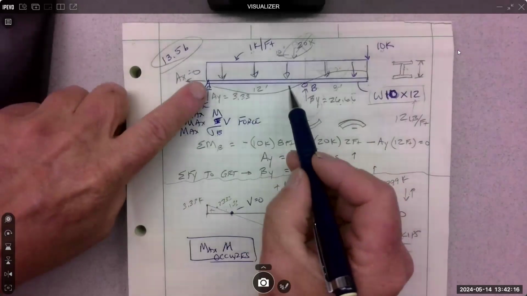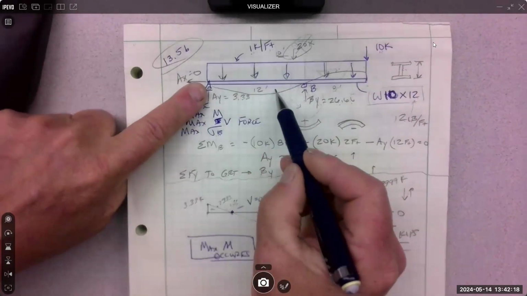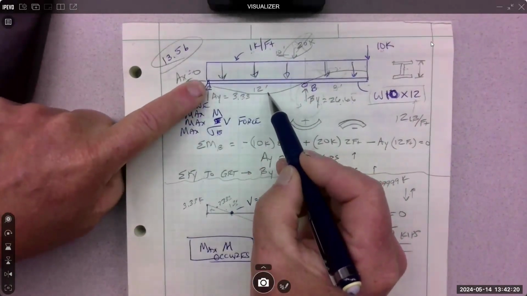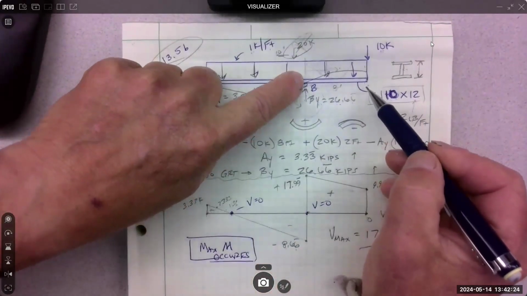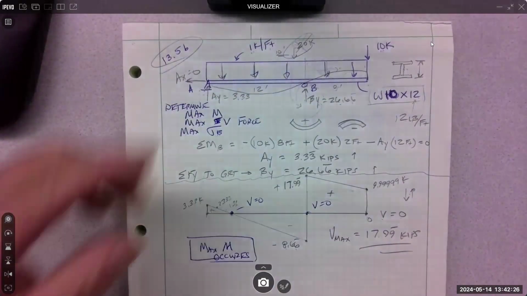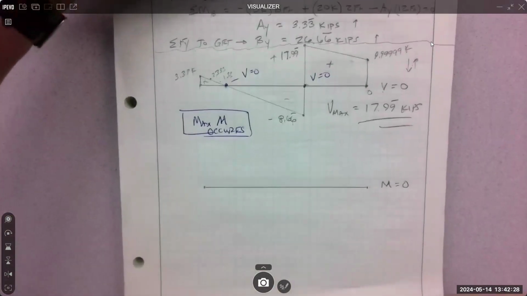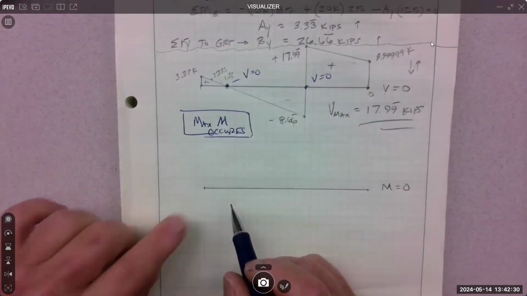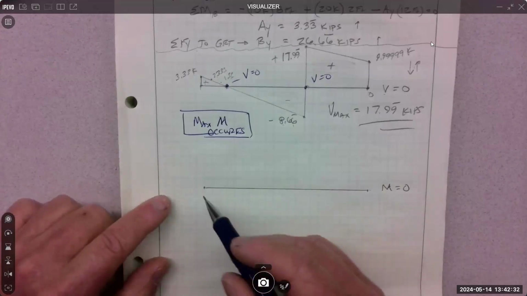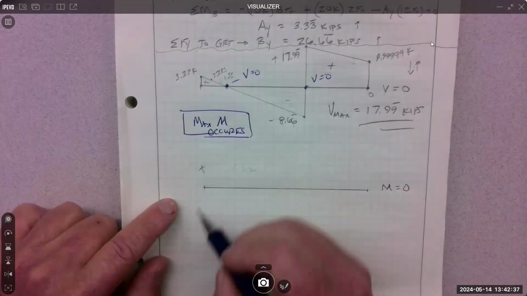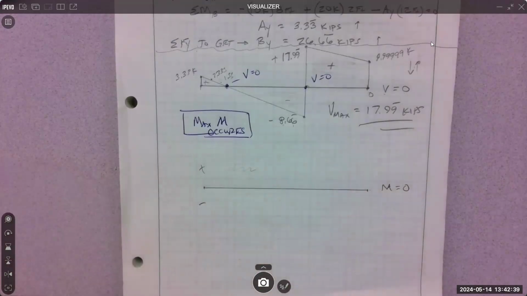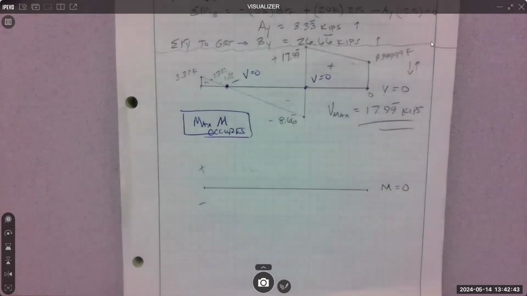So in this region, we should be looking for positive moment. In this region, we should be looking for negative moment. Again, thinking about the graph, because we're trying to draw this graph. That means positive moment, right? That's up in this region, because this is plus moment and this is minus moment.